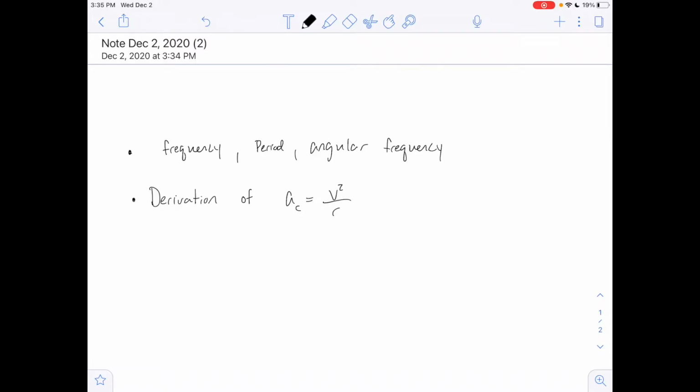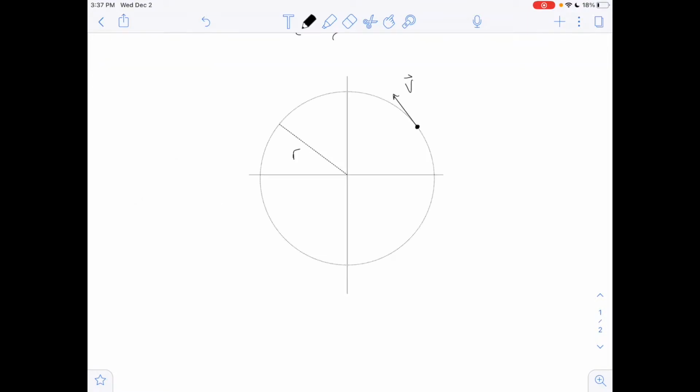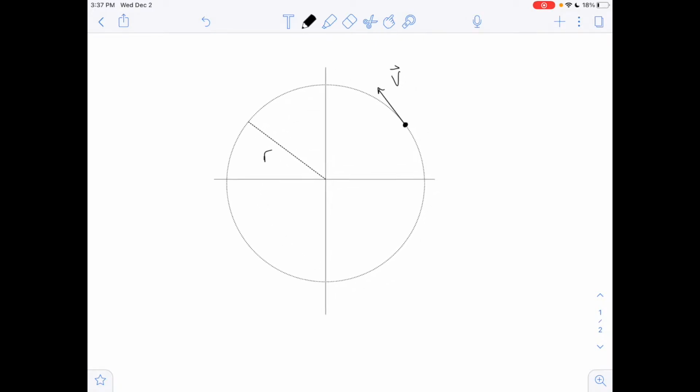In this video, we are going to look at frequency, period, and angular frequency, and we will also derive the centripetal acceleration, which equals v squared over r. Here we have an object that is moving around a circle at constant speed v, and the circle has radius r. And let's go ahead and define a few quantities here.